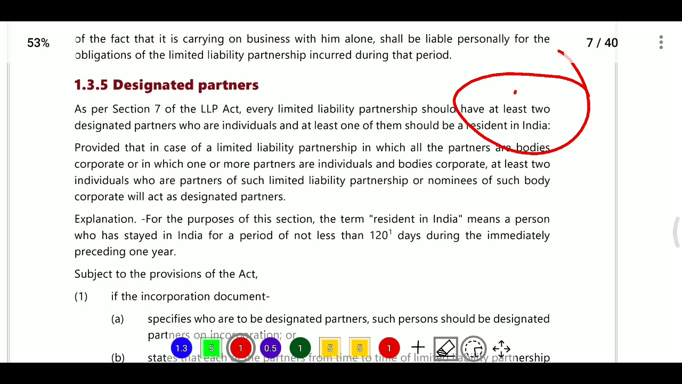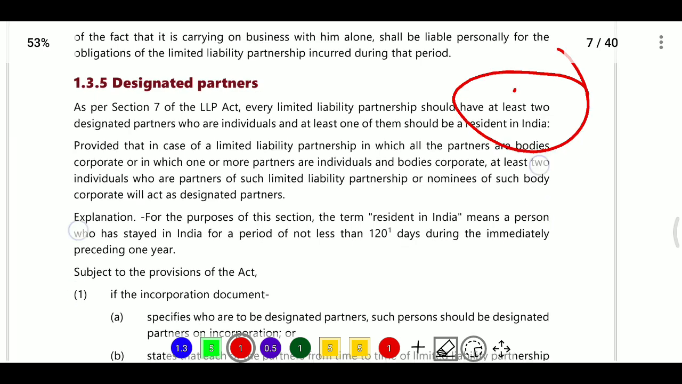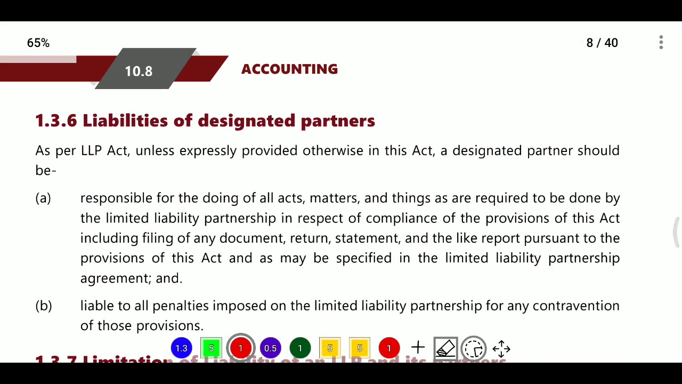Now, what is the liability for these designated partners? Designated partners are responsible for legal and regulatory compliance of the LLP and can be liable for any non-compliance. If any non-compliance is there, they are responsible. For example, if Jet Consulting LLP fails to file its annual return, the designated partners A and B can be held liable and face penalty.